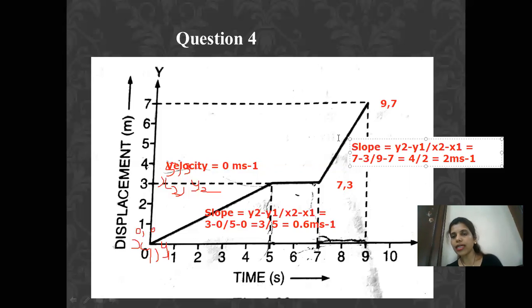I hope children till here it's clear. So after this we'll be going to the next question. The next question says that, we'll check what is given.